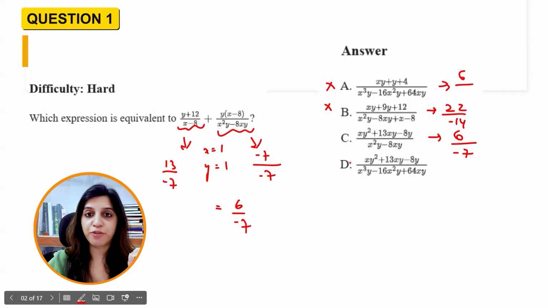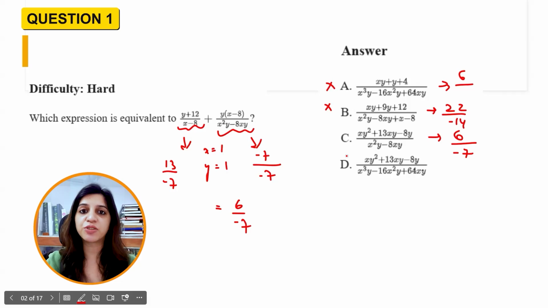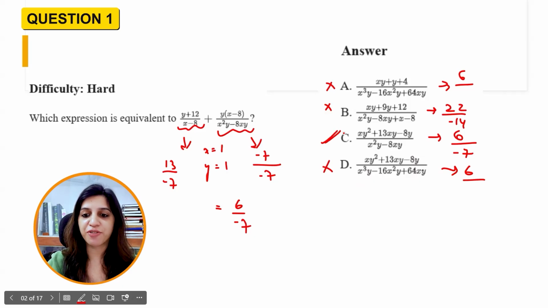But I also need to check D. If I'm getting 6 by minus 7 for two options, then I'll have to use something else to eliminate between these two, right? In D, if I put 1 for x and y, I get 1 plus 13 minus 8, again 6. Oh, it's close. But for the denominator, I get 1 minus 16 plus 64. No way. So the correct option here is definitely C. It's easier, faster, and gives me the correct answer. So this is an alternate strategy we can use to get to the answer faster, more accurately, and with less chance of mistakes.